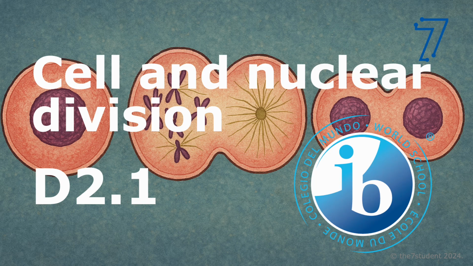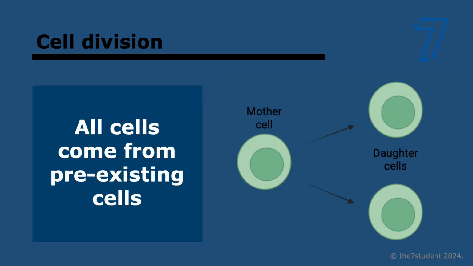Today we're doing cell and nuclear division, D2.1 in IB biology. So first, cell division. Why is this a thing? All new cells are produced by cell division, okay? That's really important. So a mother cell divides to form two daughter cells. And because all cells come from pre-existing cells, right? This is called the theory of cellular continuity. So this applies to growth, tissue maintenance, and reproduction, all right?